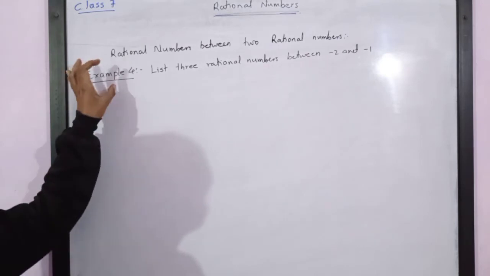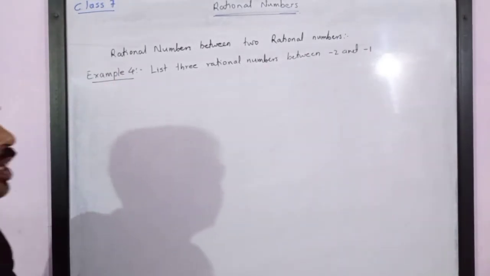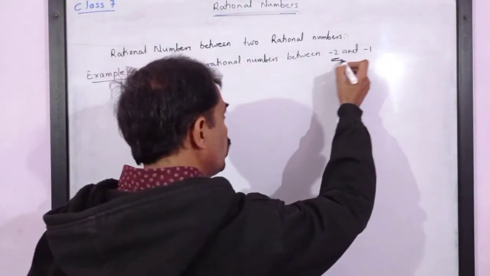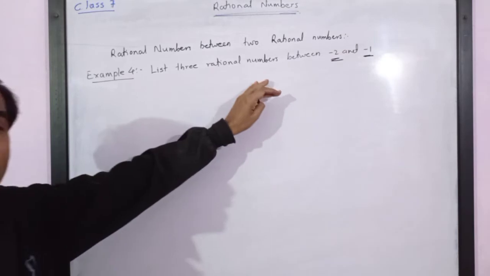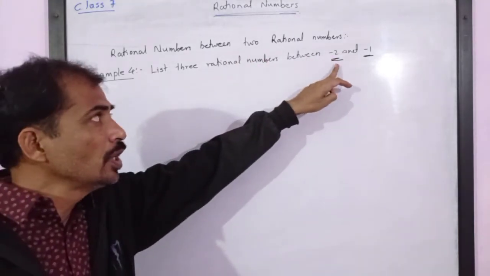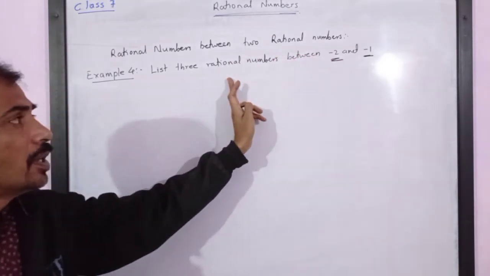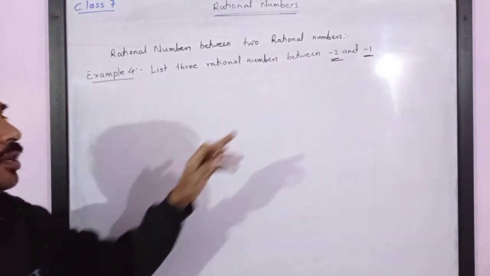Dear friends, we have fourth example. List three rational numbers between -2 and -1. Please note, -2 and -1 are integers and every integer is a rational number. So all integers are rational numbers. It means -2 is an integer and also a rational number, and -1 is an integer and also a rational number.